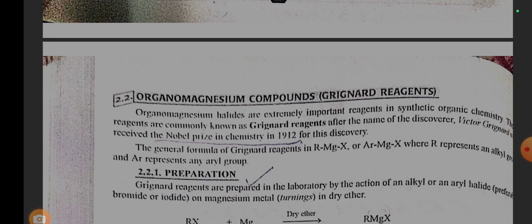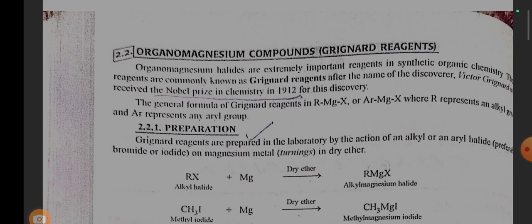Organomagnesium compounds, Grignard reagent. Organomagnesium halides are extremely important reagents in synthetic organic chemistry. The reagents are commonly known as Grignard reagents after the name of the discoverer. Victor Grignard received the Nobel Prize in Chemistry in 1912 for the discovery. The general formula of Grignard reagents is RMgX or ArMgX, where R represents an alkyl group and Ar represents an aryl group.